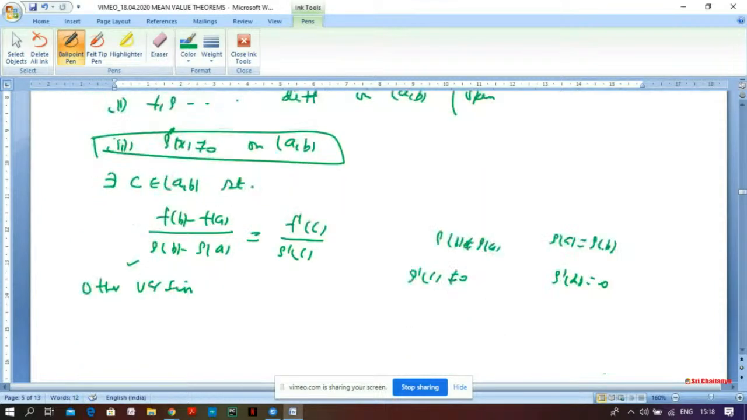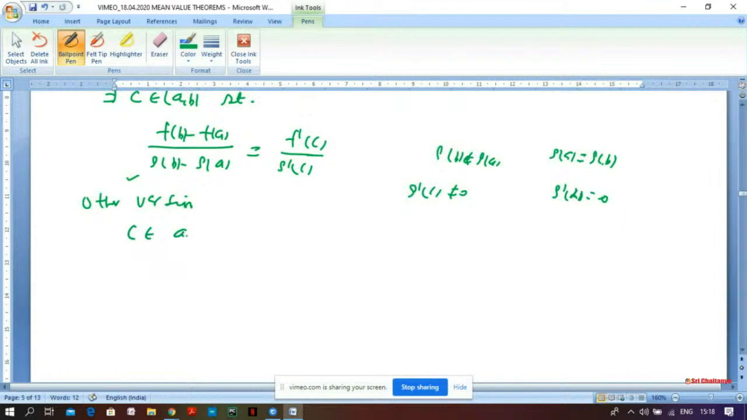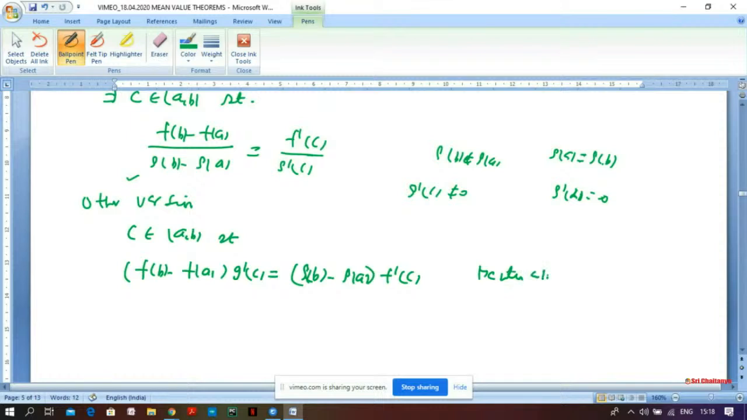Then you can say directly that there is some c element of (a, b) such that (f(b) minus f(a)) times g prime c is (g(b) minus g(a)) times f prime c. Now no need to mention g prime, because if g prime c is 0, then g(b) equals g(a), that is of course known, or f prime c is 0. So it means that we can write in this form, or if you want, in this form.